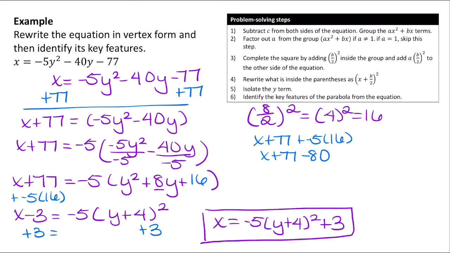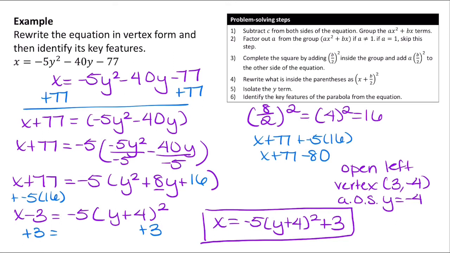Okay, since my y term is being squared, that means this is a sideways parabola, right? So since a is negative, this is going to open left. Okay, my vertex will be at (3, negative 4). My axis of symmetry is going to be at y equals negative 4, right? We can identify all of that based on the equation.